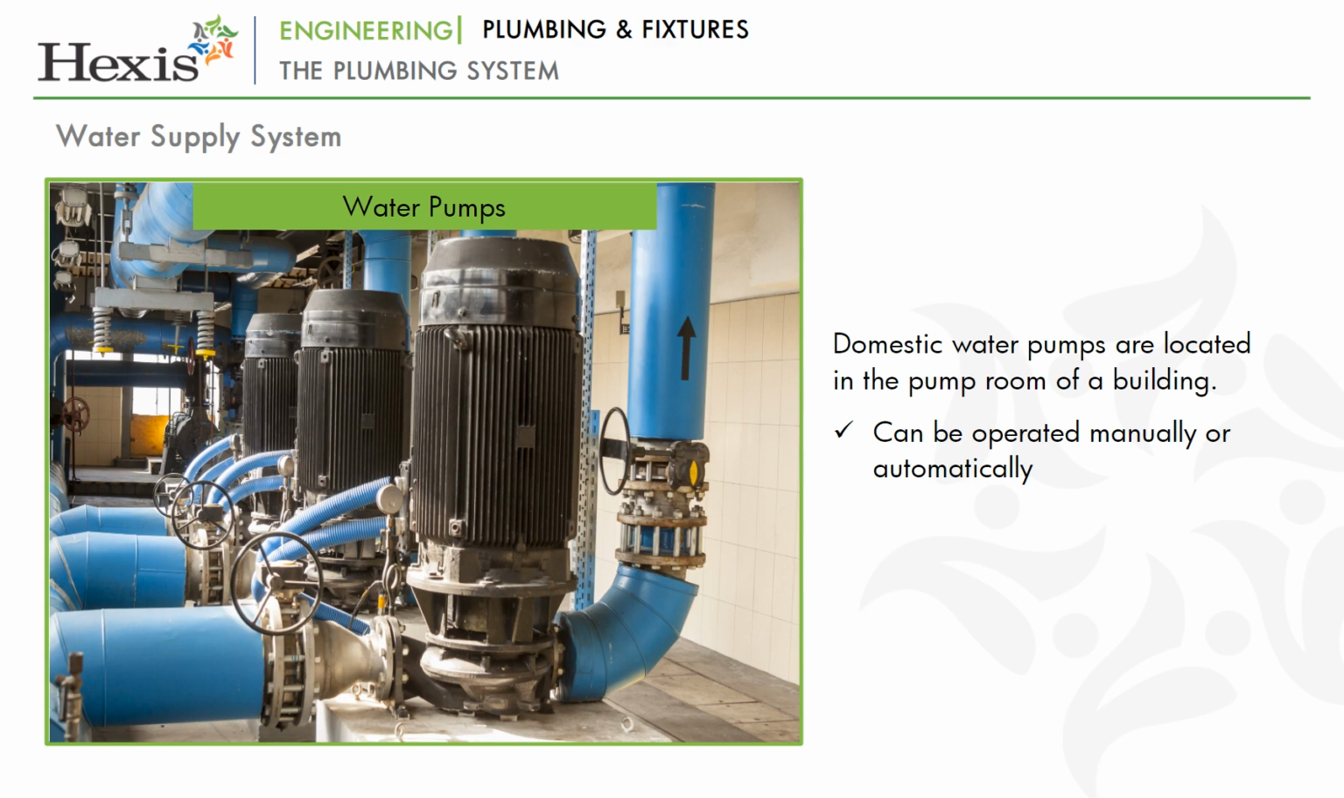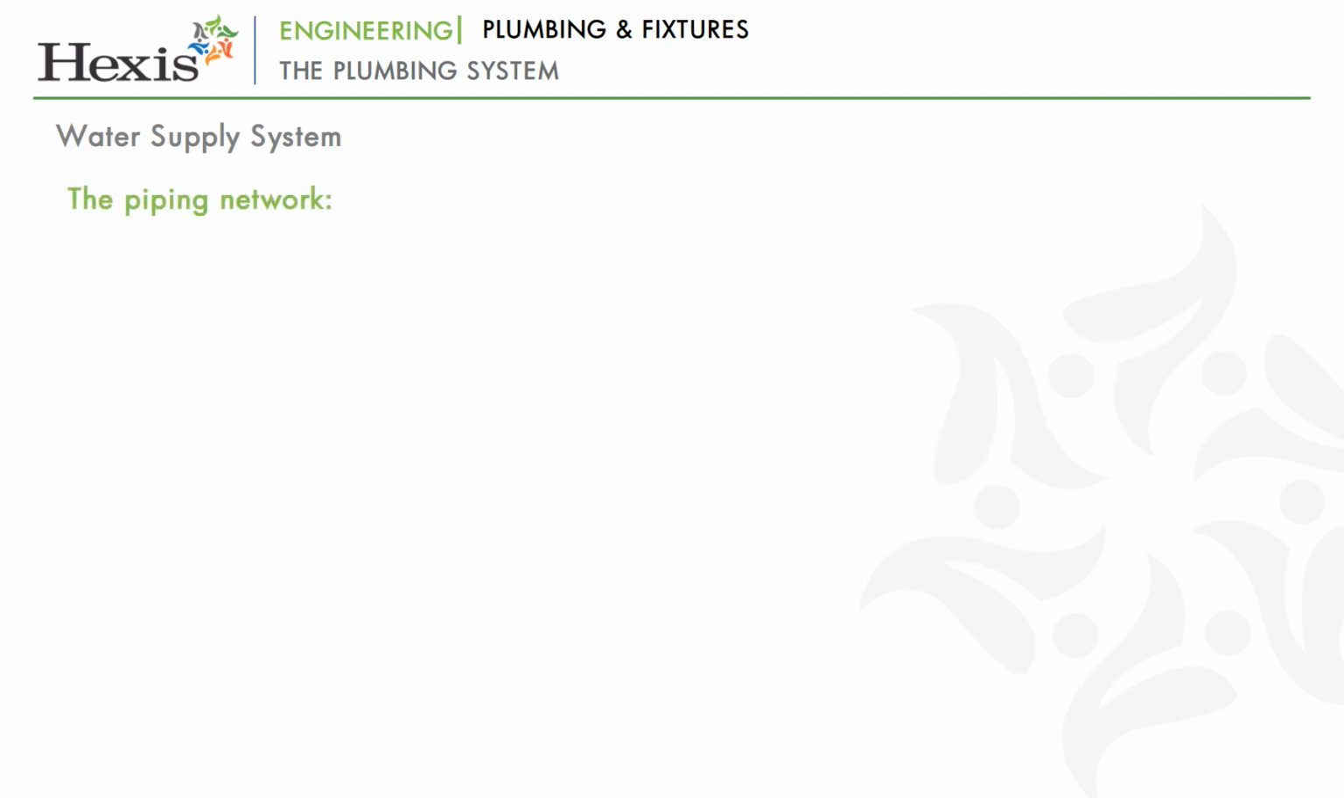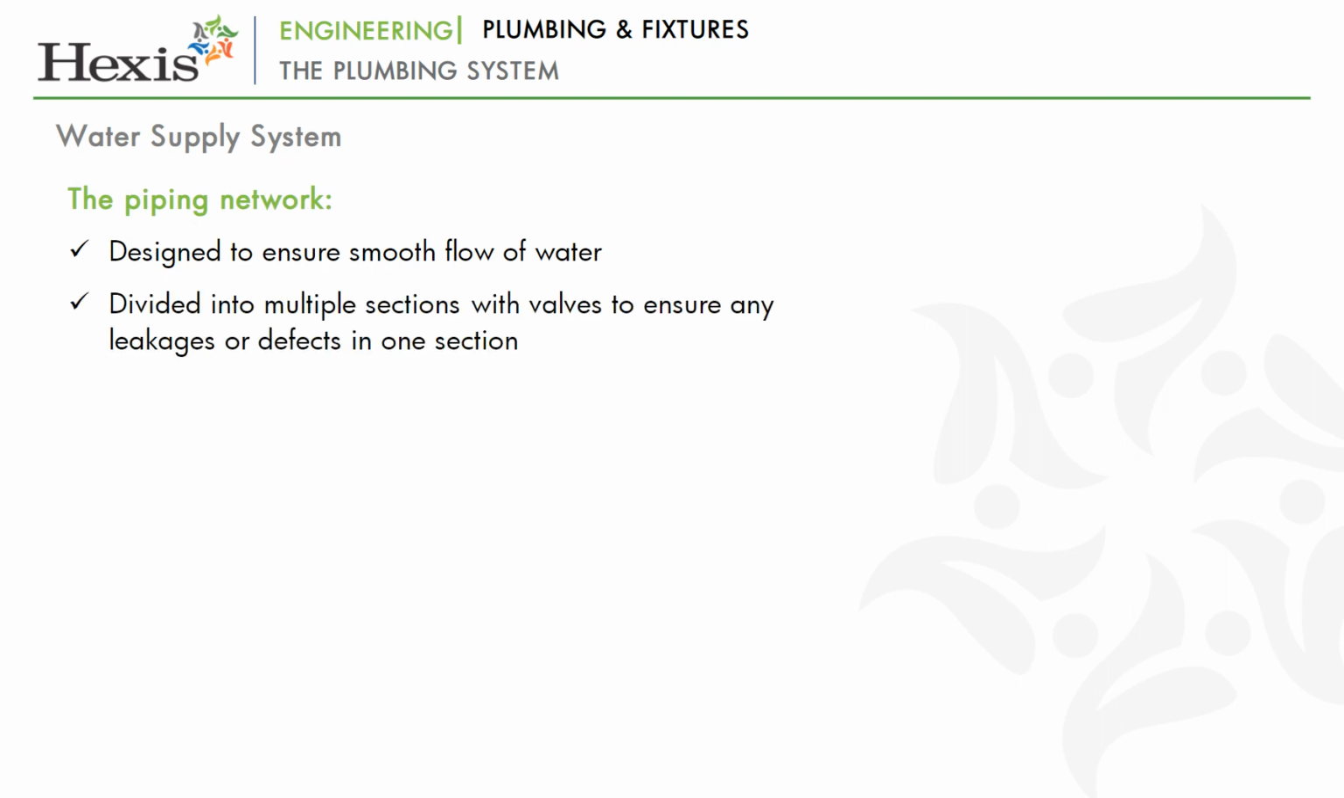It is normal to have a standby pump for any exigencies. Since the overhead tank is located on top of the building, it is obvious that the pressure in the lower floors will be much higher than the upper ones. For this, pressure-reducing valves are used to ensure reduced pressure at the lower floors, which also ensures adequate pressure on the upper floors. The piping network is designed to ensure smooth flow of water and divided into multiple sections with valves to ensure any leakages or defects in one section can be isolated without impacting the rest of the network. It also ensures that there is no backflow into the system from any part of the network.